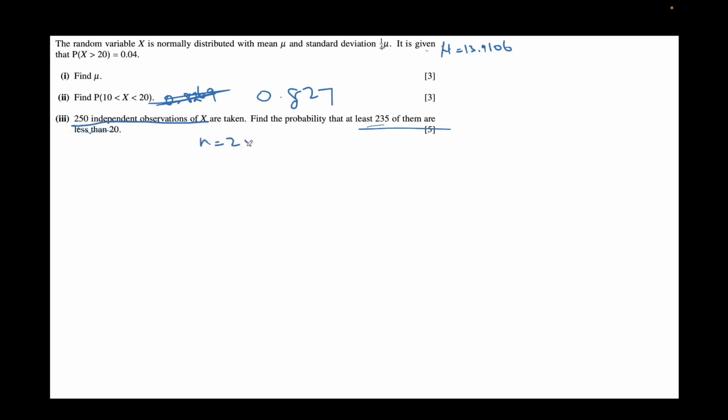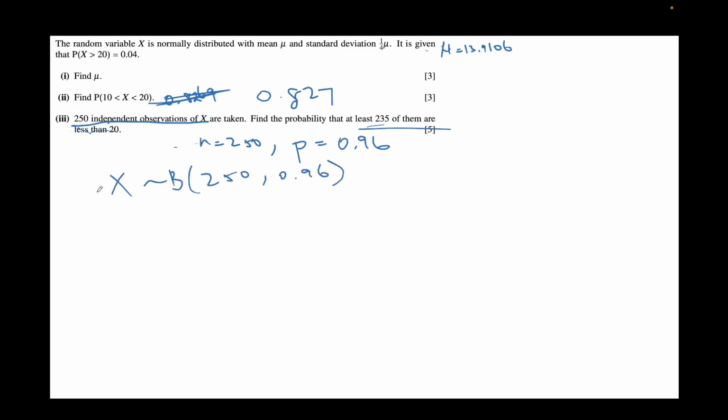N is equal to 250, they're telling us. What's the probability then? Less than 20. If the more than 20 is 0.04, isn't less than 20 going to be 0.96? You see where we're going with this? It's binomial basically. And you realize step 1, binomial, you write down what it belongs to, binomial.